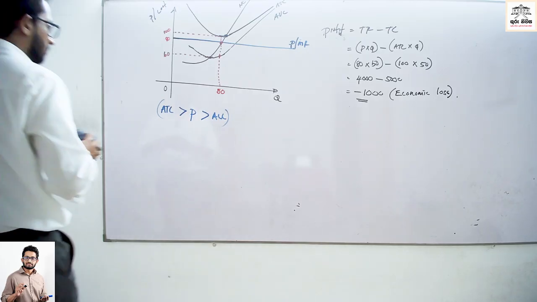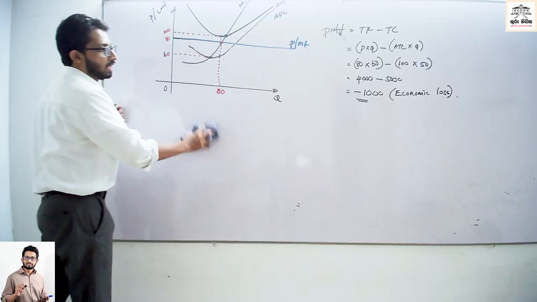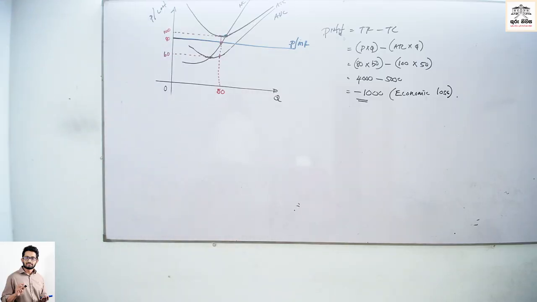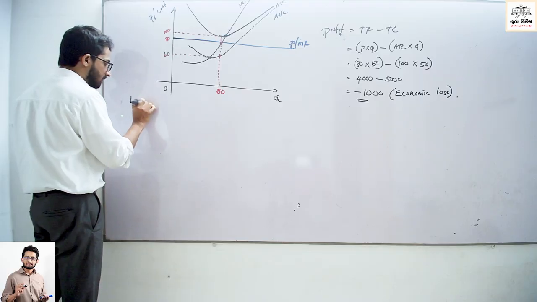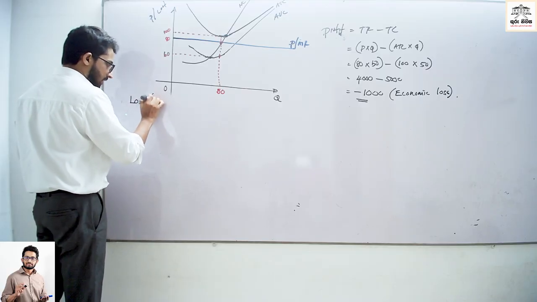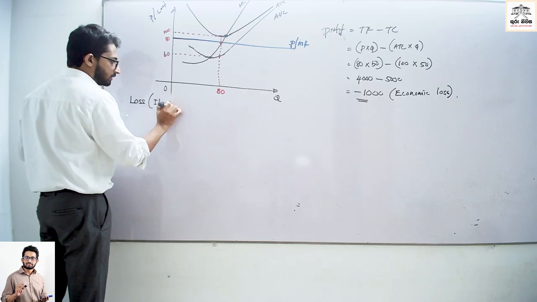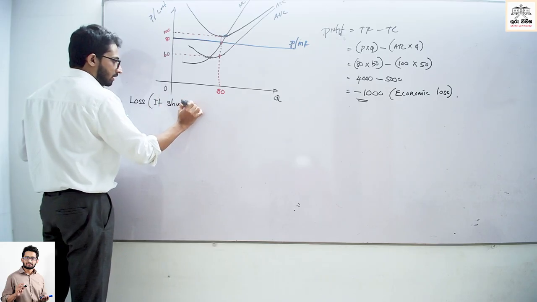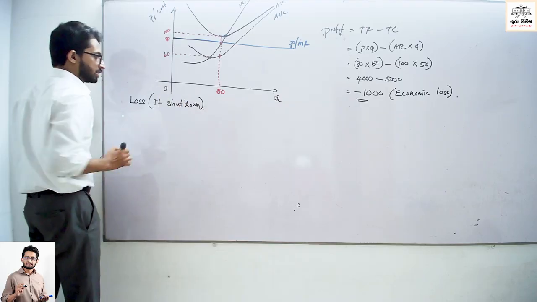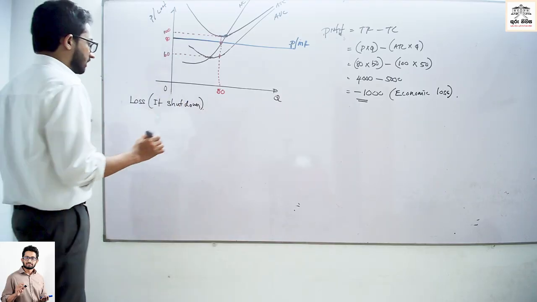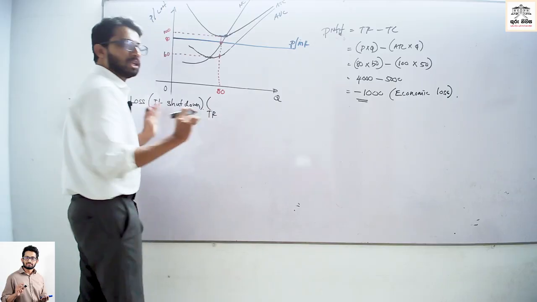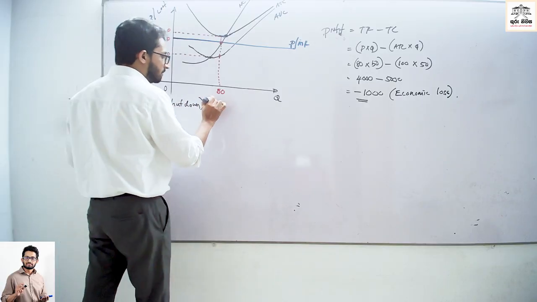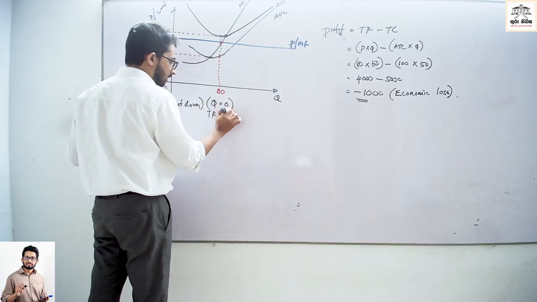I'll show you the total loss if the firm shuts down its operation. I want you to calculate the loss if the firm shuts down its operation. I want answers, Lamai. If the firm shuts down, it means no output is produced, quantity becomes 0, Q is 0.